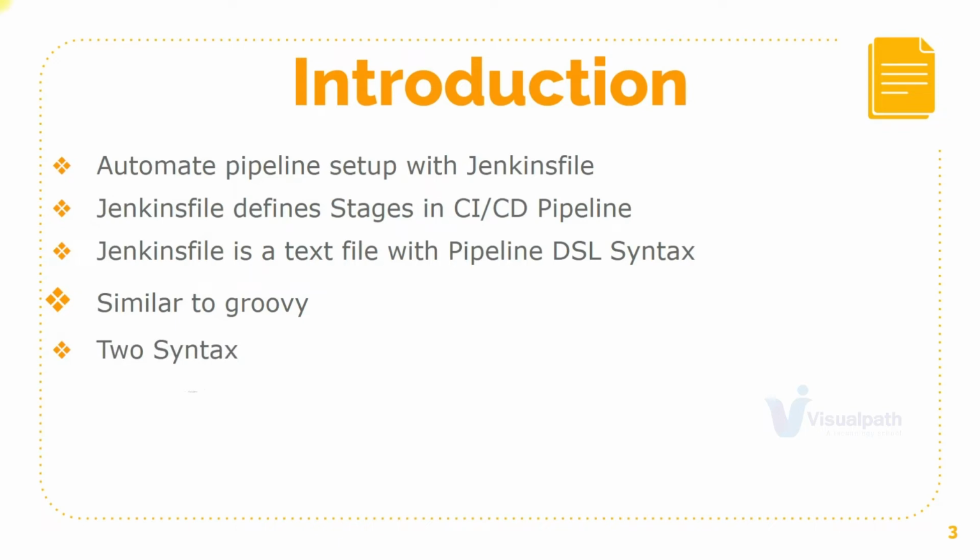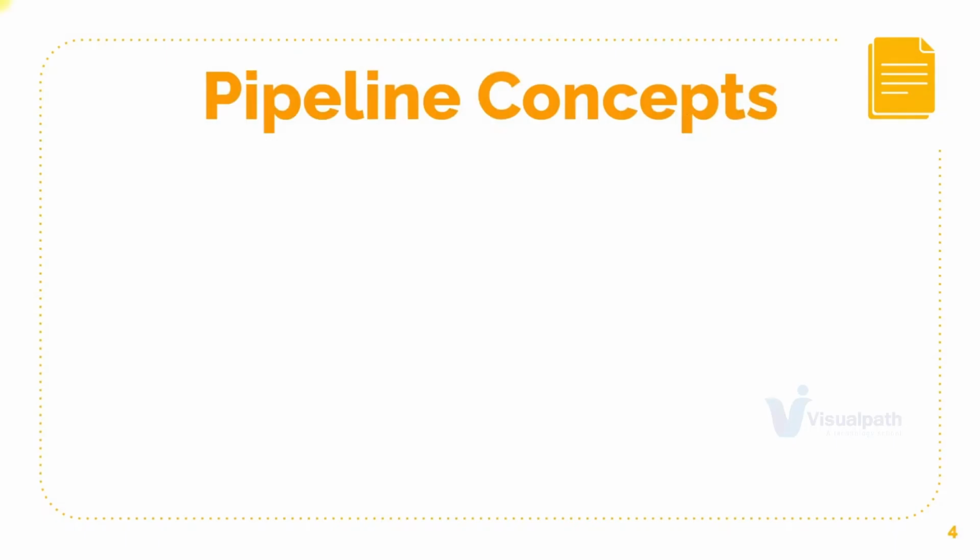There are two syntax. One is scripted, and the other one is declarative. Declarative is the way forward now, and we are going to use declarative in this project. Okay, some concepts in the pipeline. First of all, you have pipeline. That's going to be the main block, and everything inside pipeline will be executed by Jenkins.